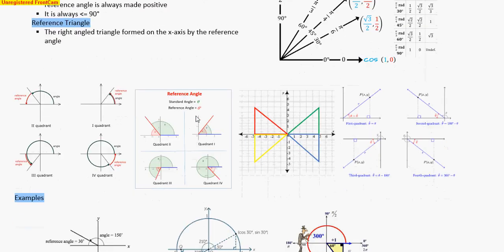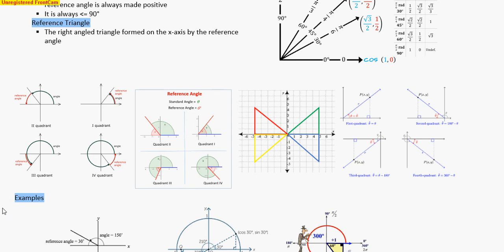In this case, if you see this red color, this is your terminal side, and the smallest angle that it can form with the x-axis, it has to always be the x-axis, is this way, because this way is a bigger angle and this way is the angle that they're given. So this is the only way that it can form the smallest angle with the x-axis.